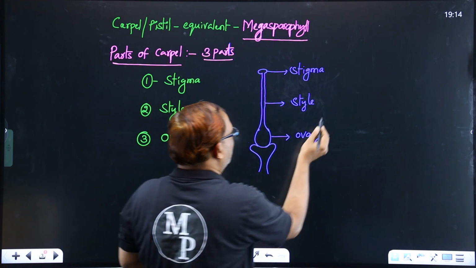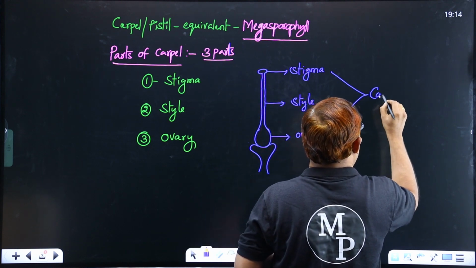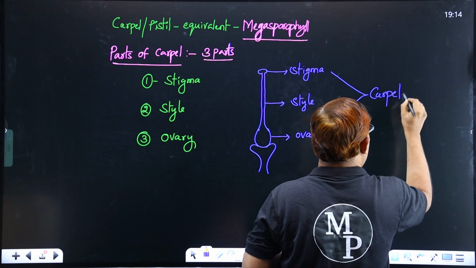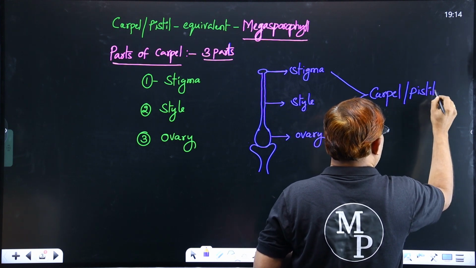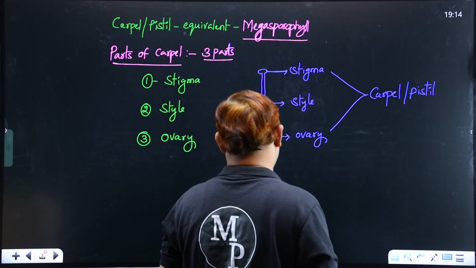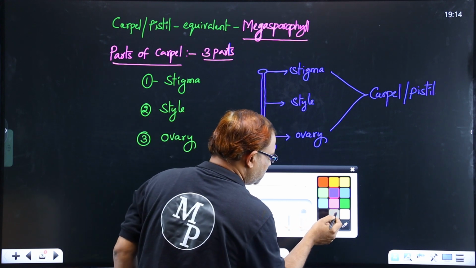Now this entire structure, from here to here, this is called what? One carpel or pistil. Important. Carpel or pistil. Okay, see now, what is the function of the stigma?